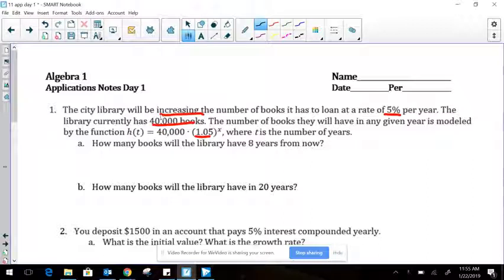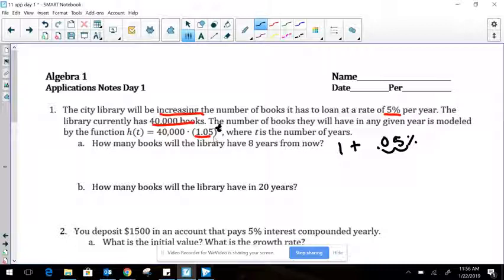My 40,000, my initial value, is the number that goes in front of the parentheses. Then my 5%, I'm changing it to a decimal. So I'm going to move it 2 spots to the left, put a 0 there as a placeholder. Since it's increasing, I'm doing 1 plus 0.05. That's how I'm getting my growth factor greater than 1. So think of it, it's growing at like 105%. All right, let's change this x here to t real quick.